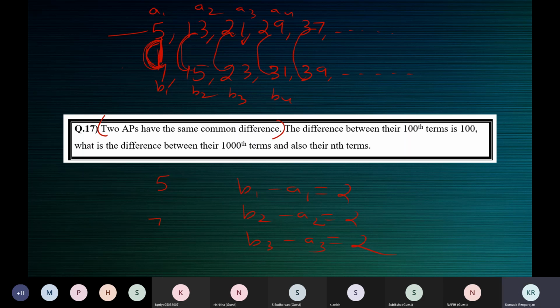So from this we understand that the difference between their first terms is 100. The difference between their second terms is 100. The difference between their third terms is 100. The difference between their fourth terms is 100. Fifth terms is 100. 100th term is 100. 1000th term is 100. Nth terms is also 100.